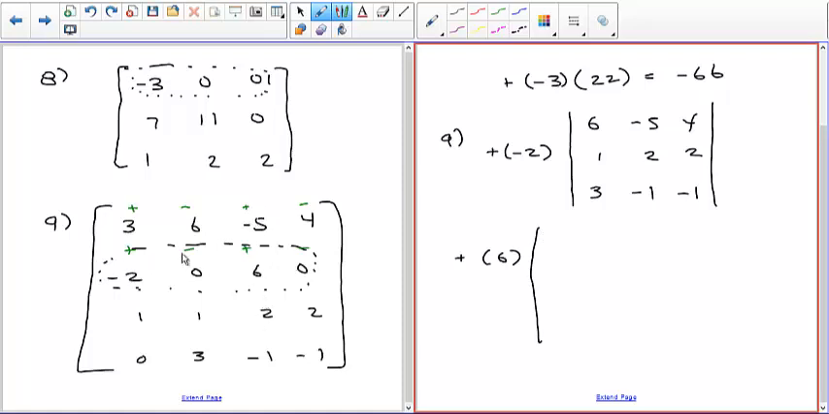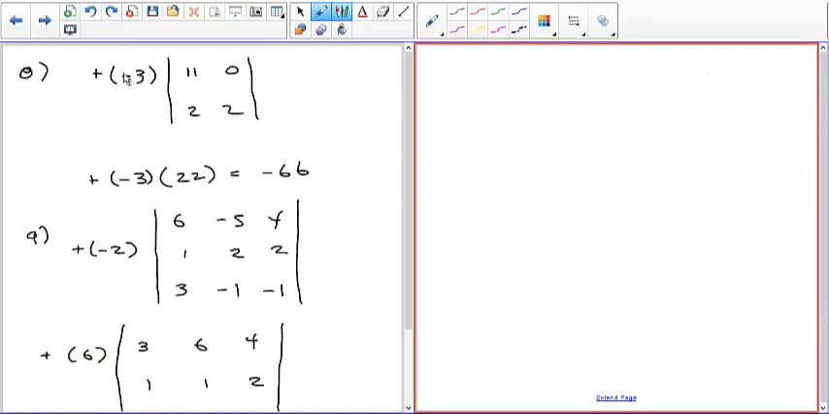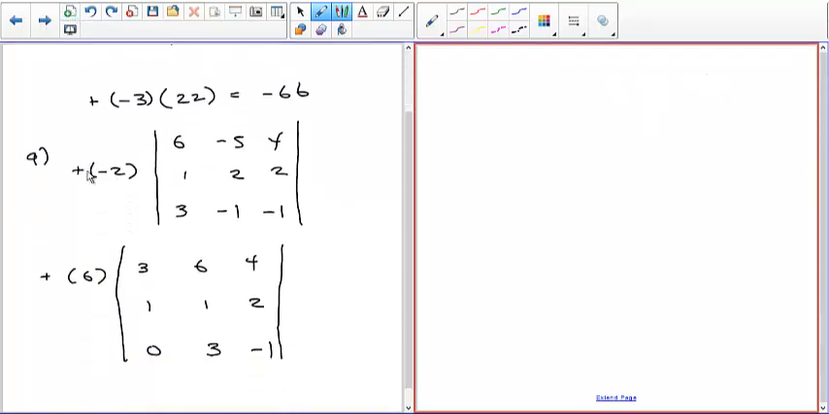So what that leaves is this, this, and that. And then this, this, and that, this, and that. So we're going to have 3, 6, 4, 1, 1, 2, and 0, 3, negative 1, 0, 3, negative 1. Okay, now then what you have to do is you have to do the same thing here again.